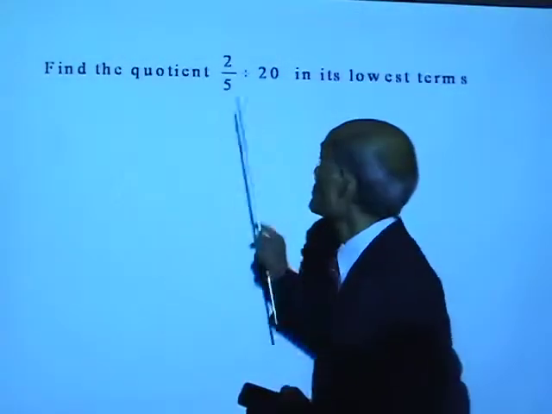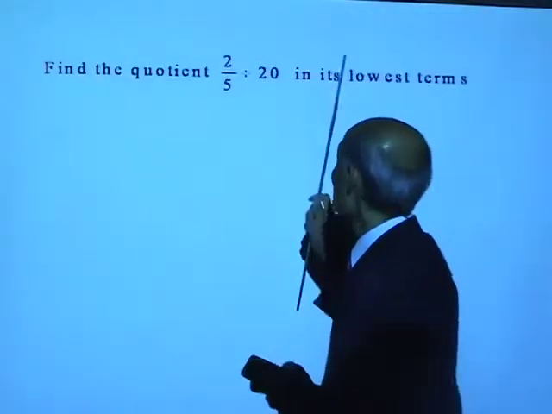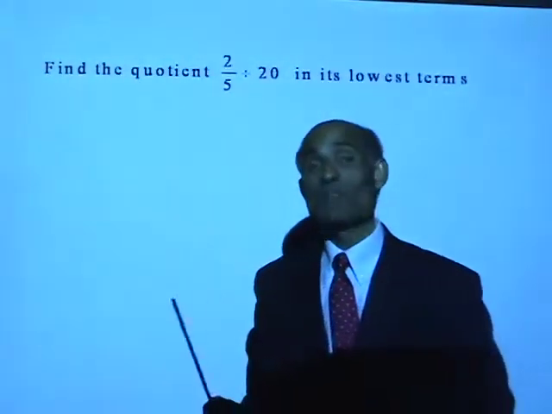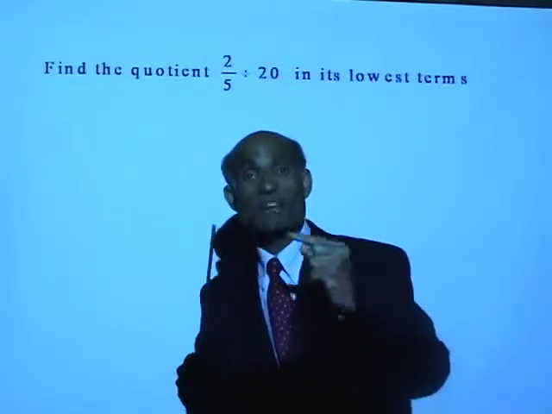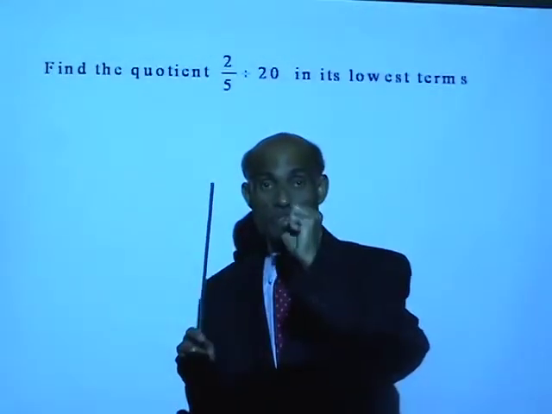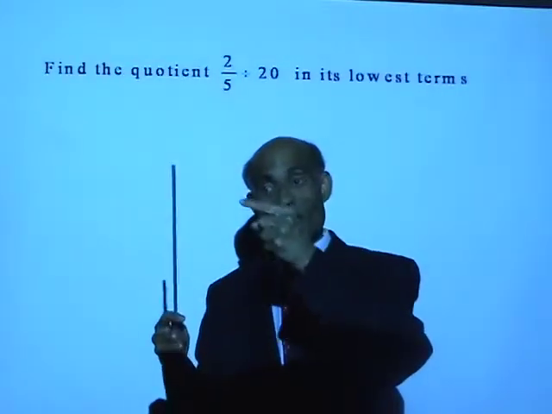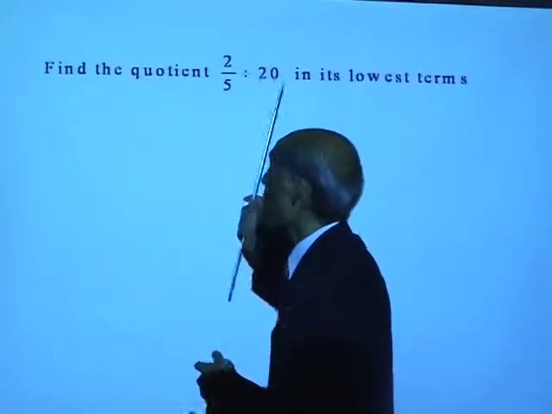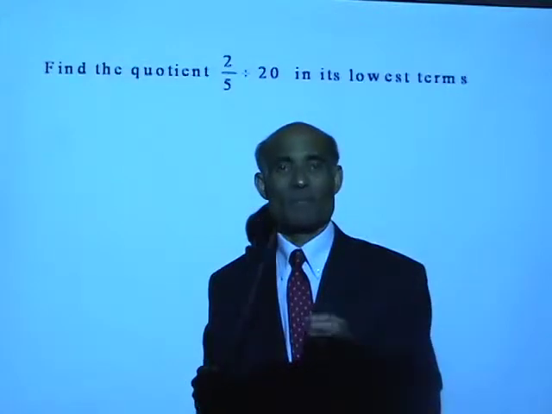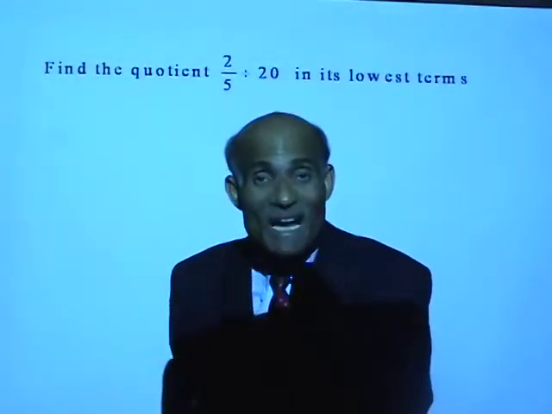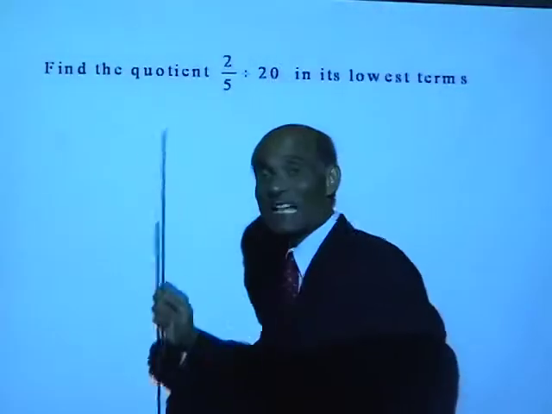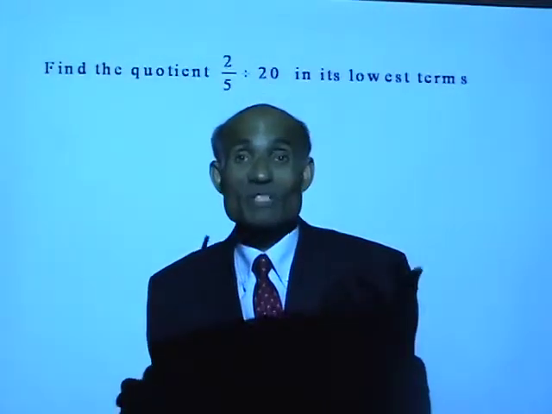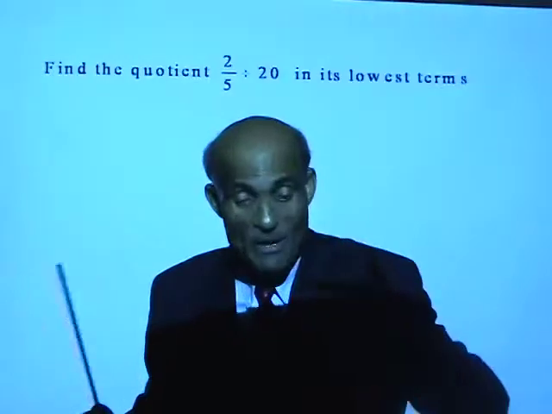Find the quotient 2 over 5 divided by 20 in its lowest terms. Now, you know that when you divide a fraction by a fraction, you change the division to a multiplication and invert the second fraction. Now here, a fraction is divided by a whole number. Well, any number can be written as a fraction. Can you write 20 as a fraction using a numerator and denominator? Yes. 20 is the same as 20 divided by 1.